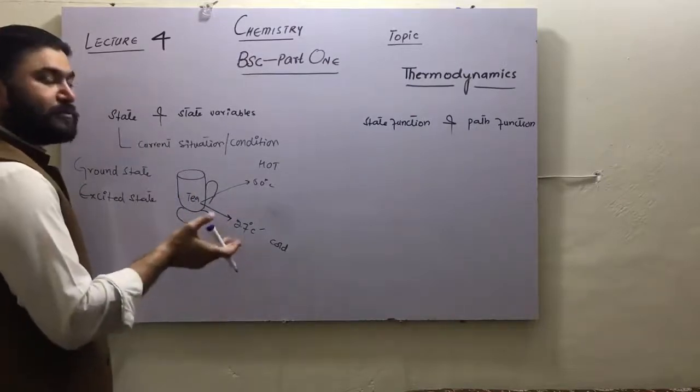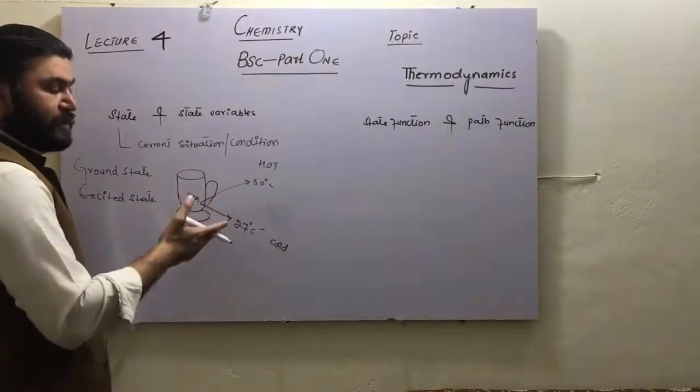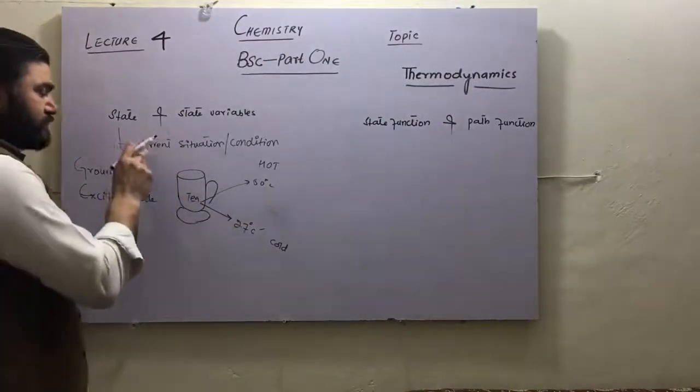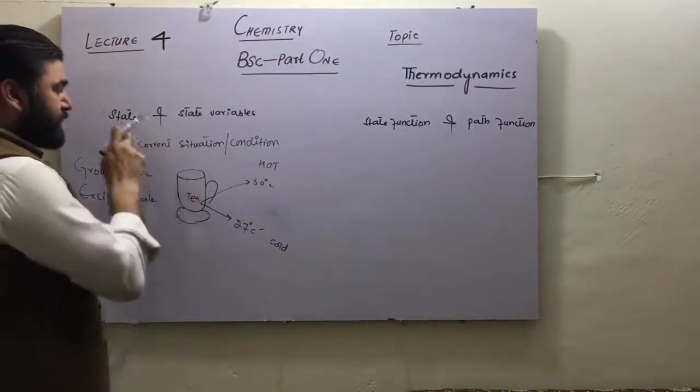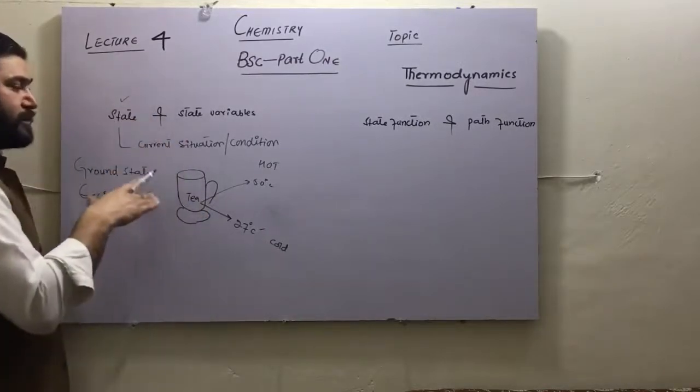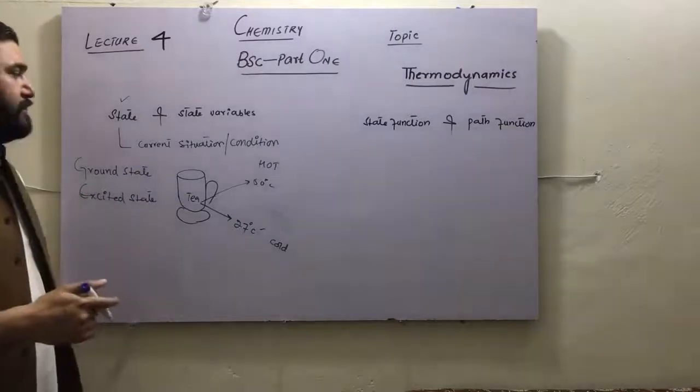And what is a system? System is any substance, anything which is under observation, which is under investigation, that is called a system. So if somebody tells us the current situation of a system, we can say that is state. So state is the current situation of any system.